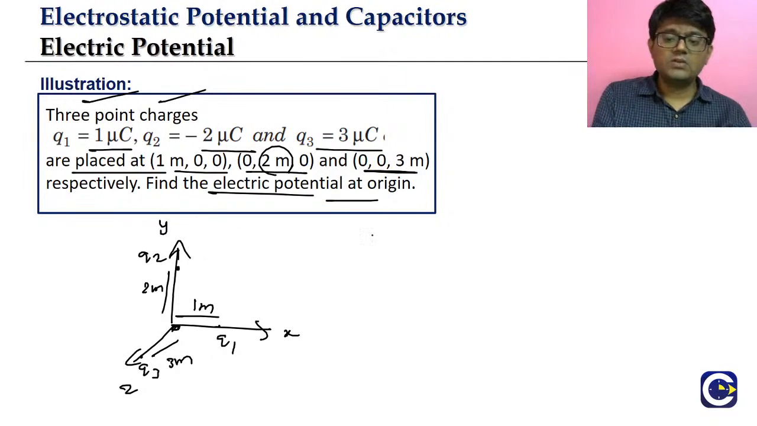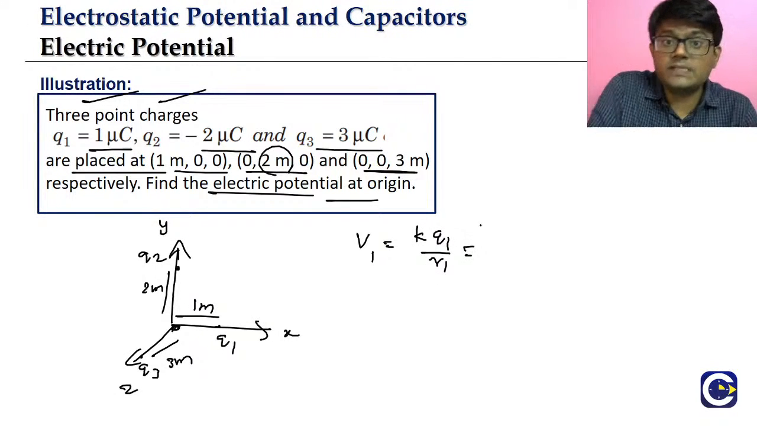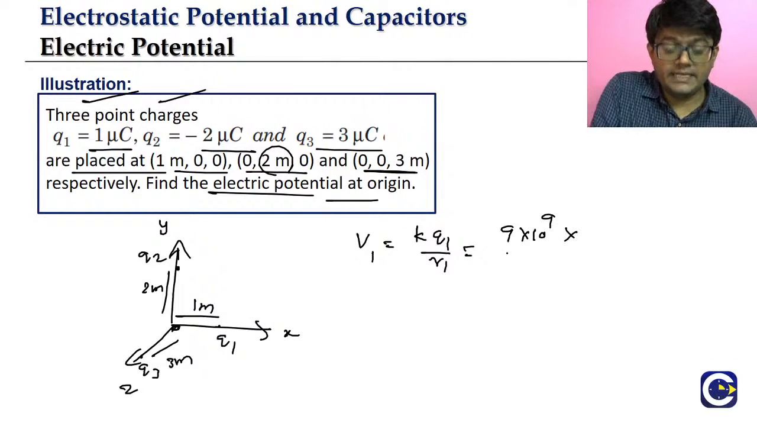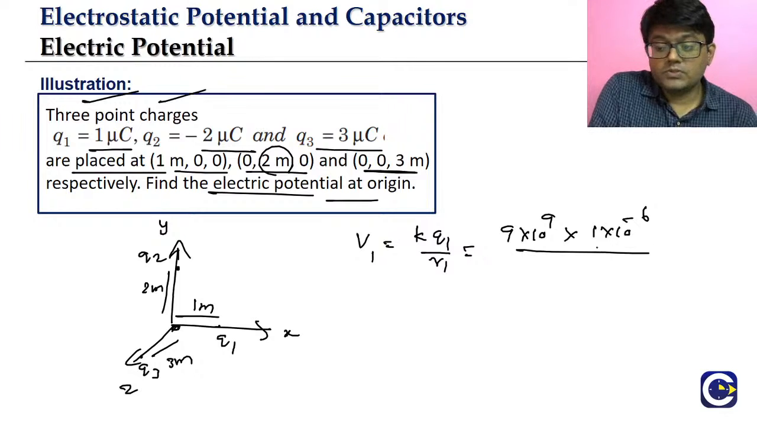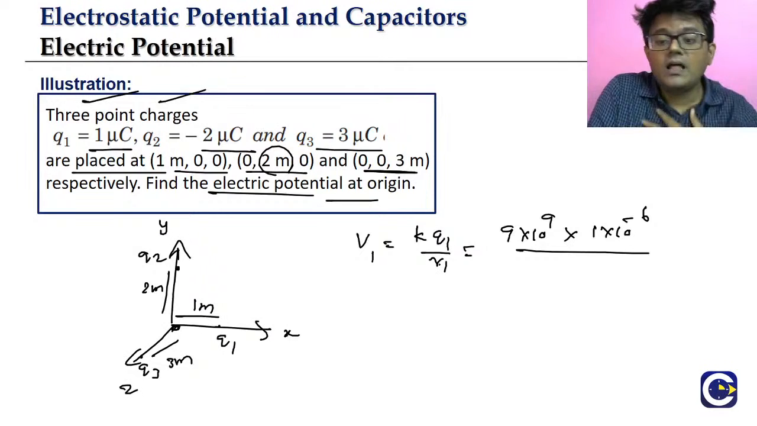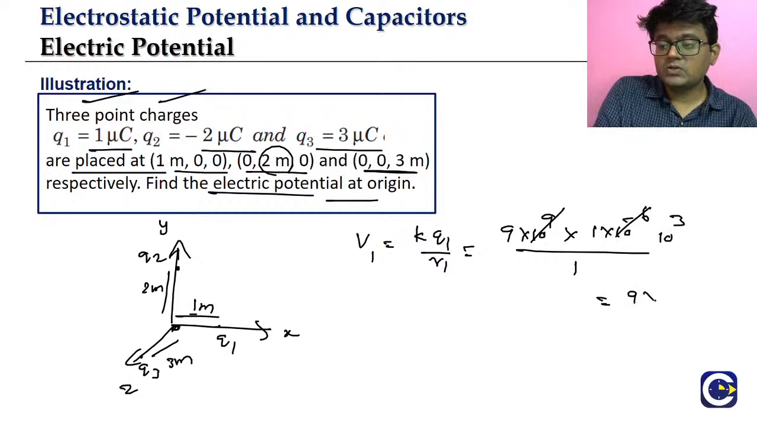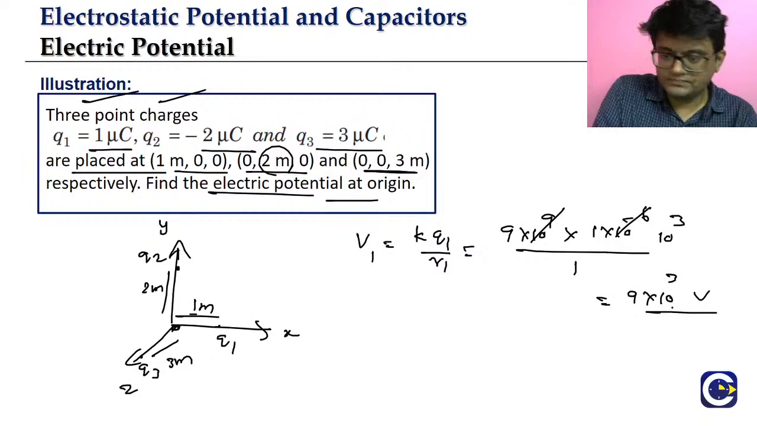Understood? Now, because of the first charge, what is it? k q1 by r1. They have given specific values, so we have to substitute. What is the value of k? 9 into 10 power 9. q1 is 1 microcoulomb, and we take all values in SI units, so 1 into 10 power minus 6. r1 is 1 meter. So look, only 10 power 3 is remaining. So 9 into 10 power 3 volt.